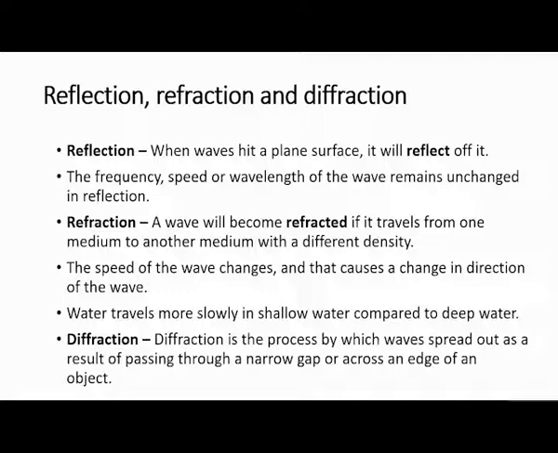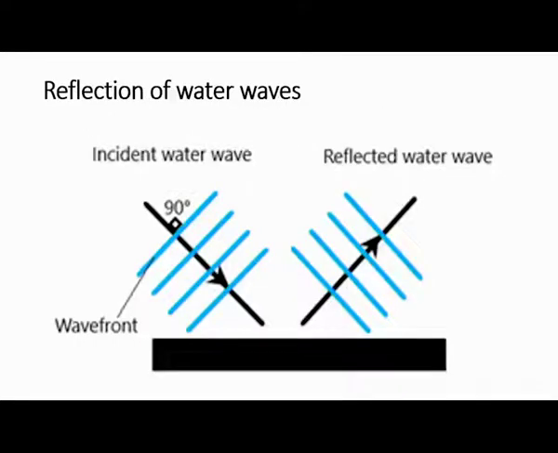The third property is diffraction, which is a process by which the waves spread out as a result of passing through a narrow gap or across an edge of an object. The first diagram that we are seeing there represents the reflection of water waves. That's the bouncing of water waves.